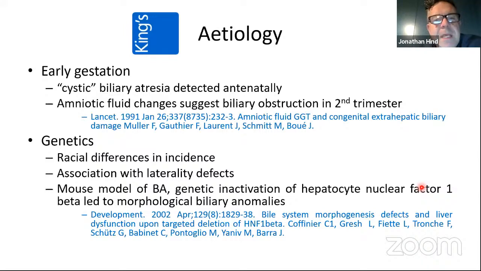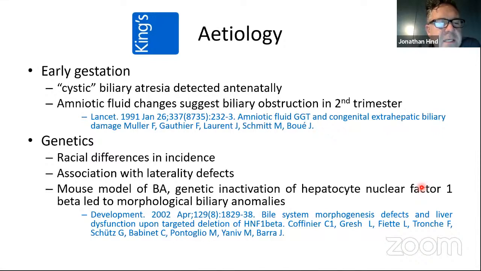So as I said, maybe it's some developmental abnormality, maybe it's something that's happening in early gestation. Certainly that must be possible. Cystic biliary atresia, where you can see a cyst at the porta on ultrasound, is detected on antenatal ultrasound scans. And some very early work showed that there were changes in the amniotic fluid, suggesting that there'd been biliary obstruction in the second trimester of the pregnancy.